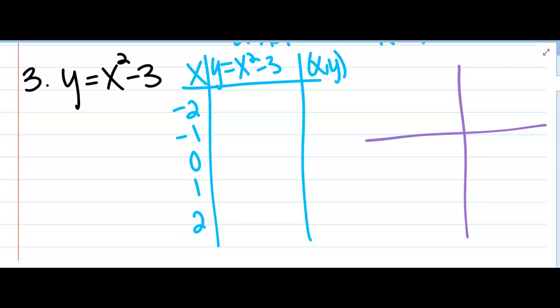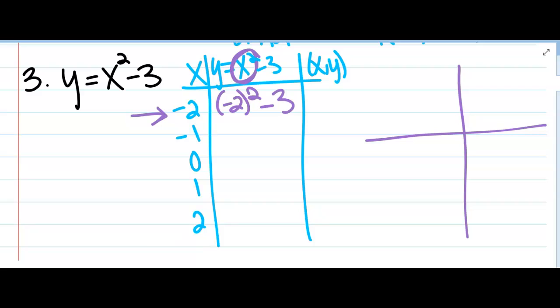Now for this one, you need to be really, really careful, because my function rule tells me to take x and square it. So when I plug in -2, I am going to take -2, the whole thing, negative included, and square it. Then I'm going to subtract 3.